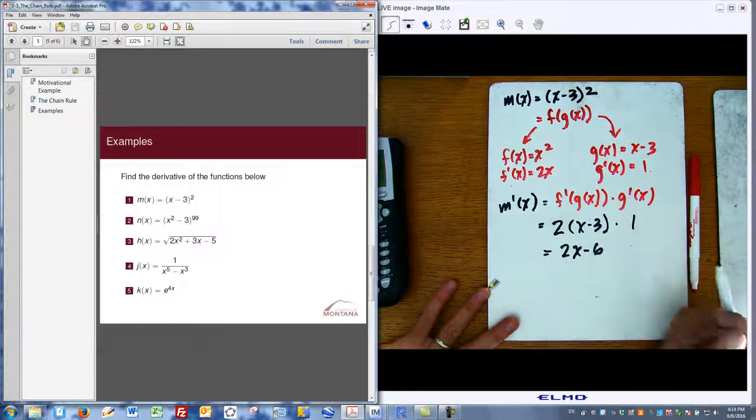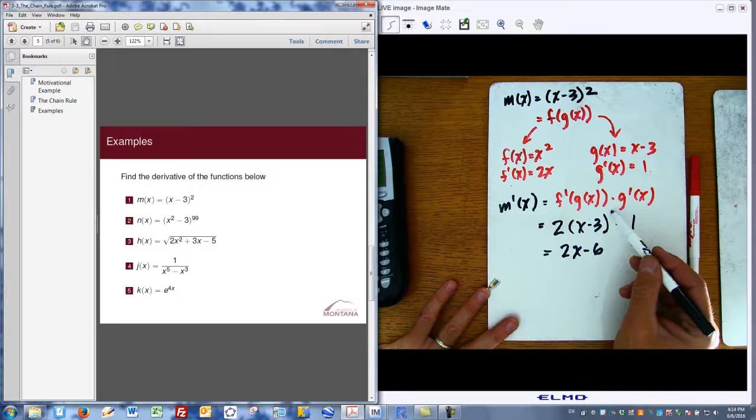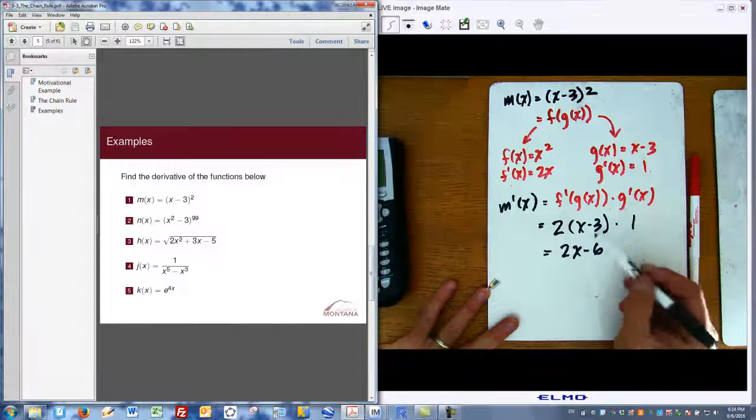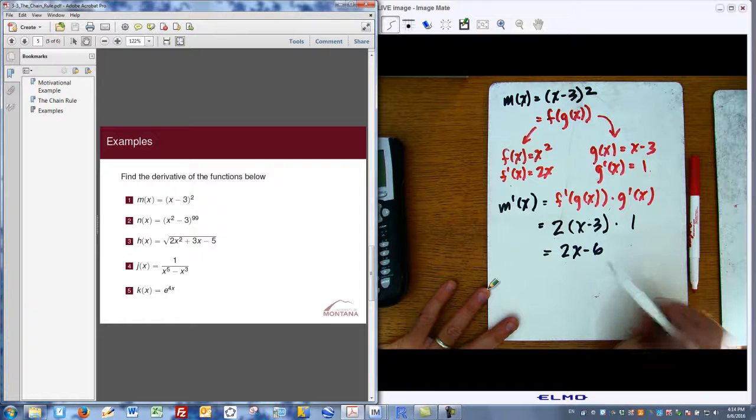So that's an example of the chain rule in action. The derivative of the outside, so the 2 comes out in front, we lower the exponent by 1 and we get a 0 here, leaving the inside function alone, and then take the derivative of the inside function, which is just a 1. So our answer is 2x minus 6.